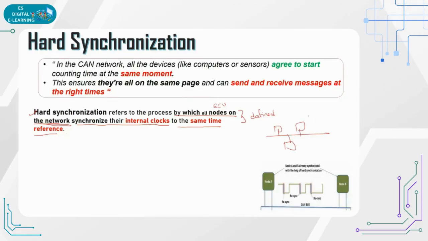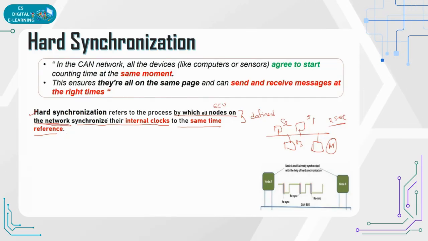Means if the master says that slave 1, slave 2, slave 3 all should receive the data at 2 seconds of time, means at 2 seconds of time only the data should be transferred to the slaves. So whatever the master is sending.